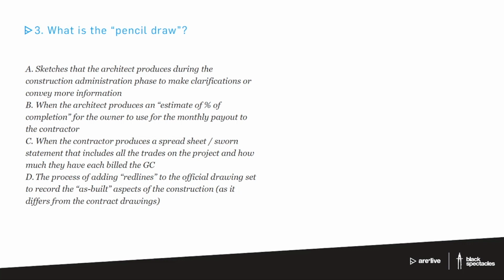A, sketches that the architect produces during the construction administration phase to make clarifications or convey more information. B, when the architect produces an estimate of percent of completion for the owner to use for their monthly payout to the contractor. C, when the contractor produces a spreadsheet sworn statement that includes all the trades on the project and how much they have each billed the GC. And D, the process of adding red lines to the official drawing set to record the as-built aspects of the construction as it differs from the contractor drawings.